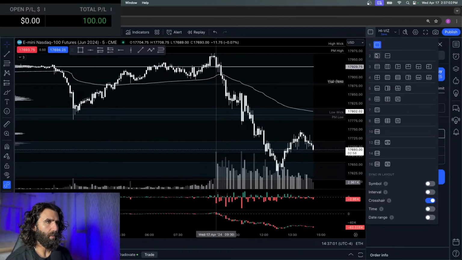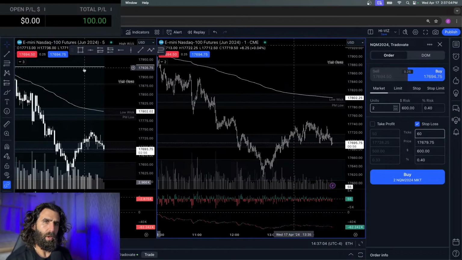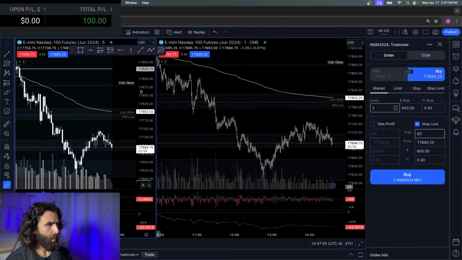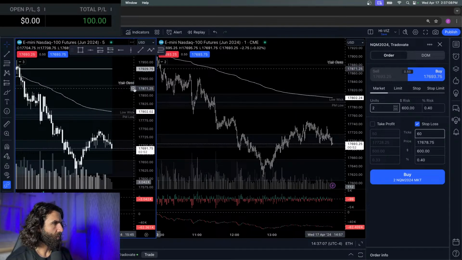Let's go back and throw up my side-by-side chart. 1 minute, 5 minute. Cool. Is my face blocking too much of this?